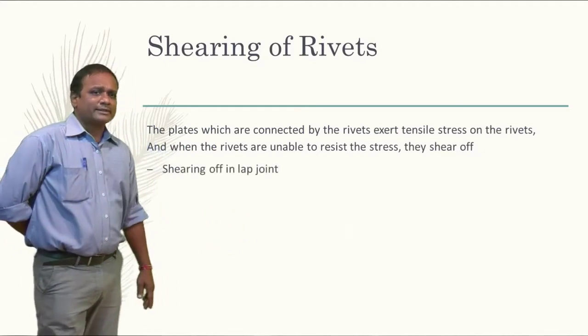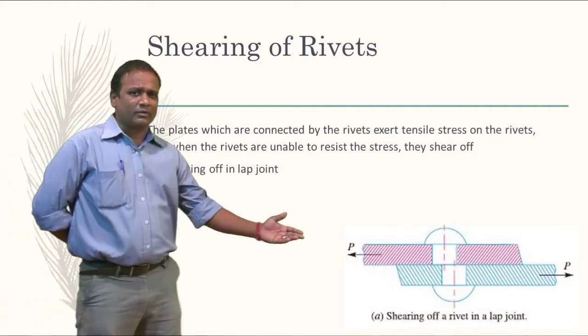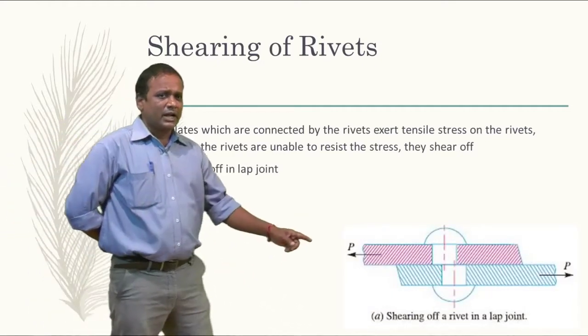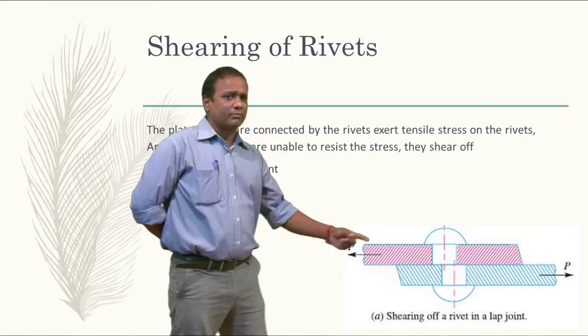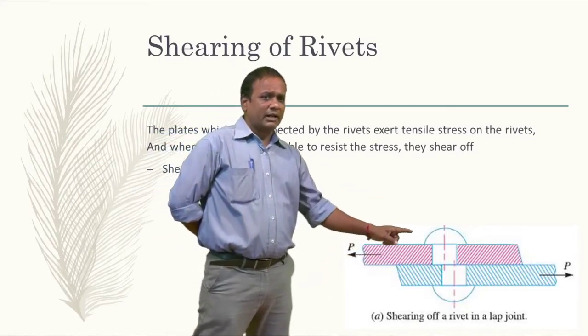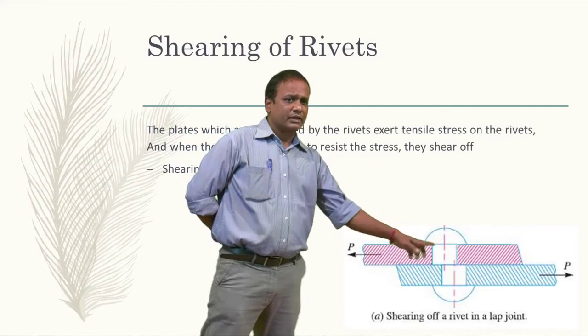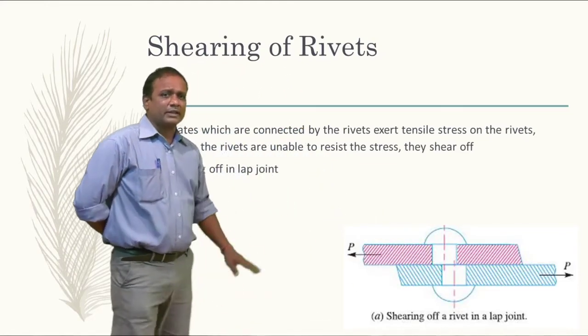Just take an example of a lap joint. As you can see here, I have one plate here, another plate at the bottom, and a rivet. If I have a pull at both sides, you can see that my rivet has undergone a single shear. So this is a shearing of a rivet in a lap joint.